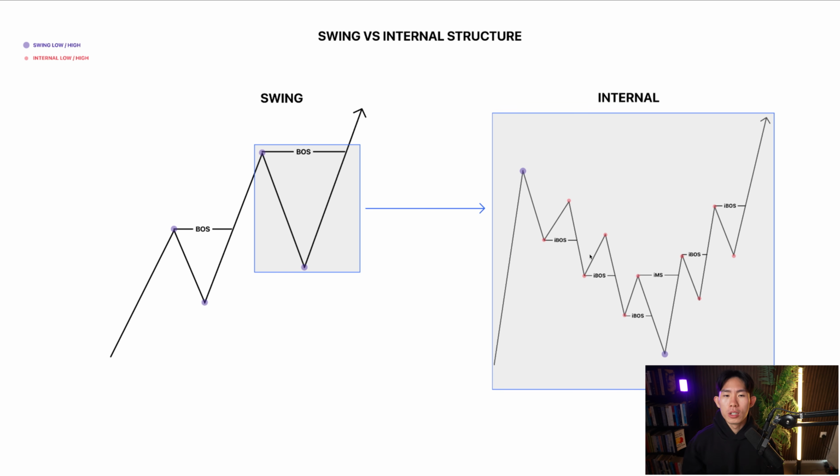Goddamn. So swing structure, this is what price is doing. Price goes up, pulls back, and then goes up, just like this. Textbook swing structure, we already know that the buyers are in control of price. But let's zoom into this section right here.